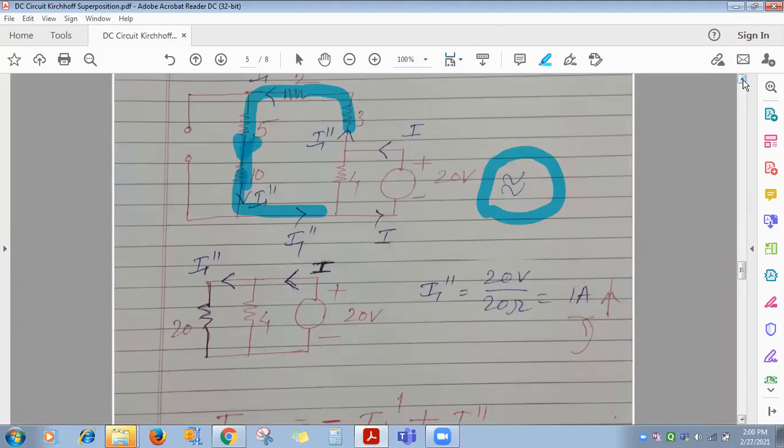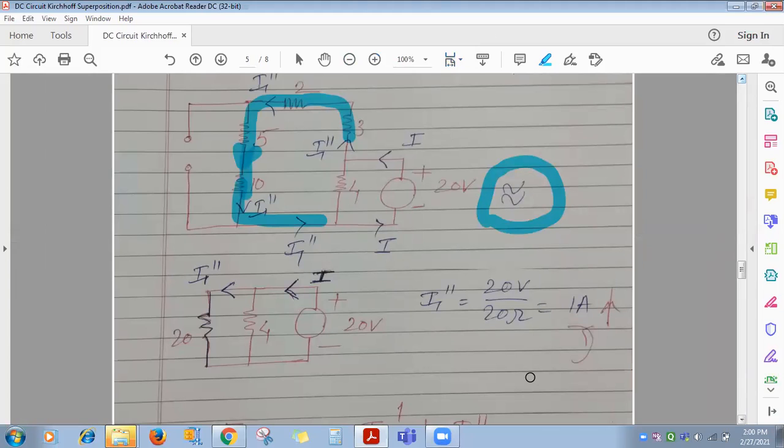See the equivalent circuit. Got it? 2, 3, 5 and 10. What will be the addition? 20 ohm. Now this is 4 ohm. The rest of the circuit will remain as it is. This is 4 ohm and this is 20 volt.